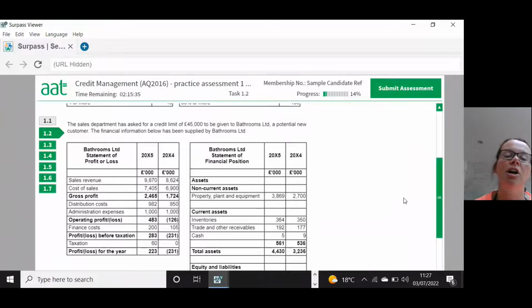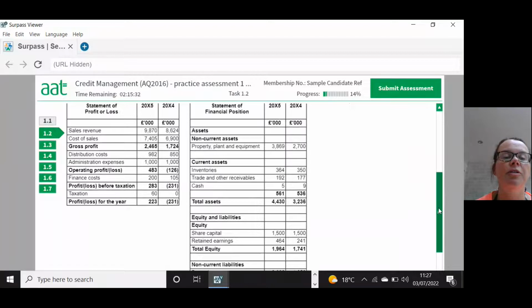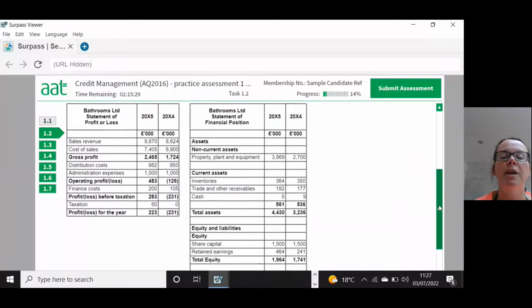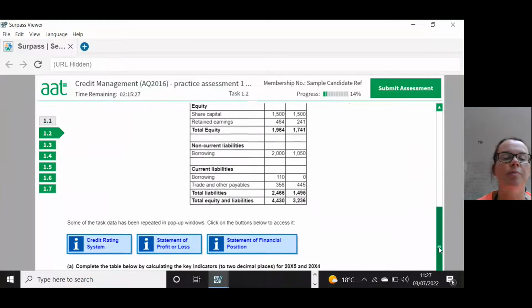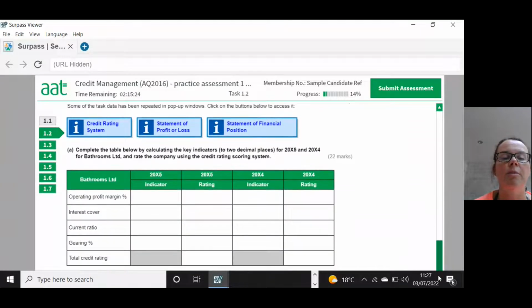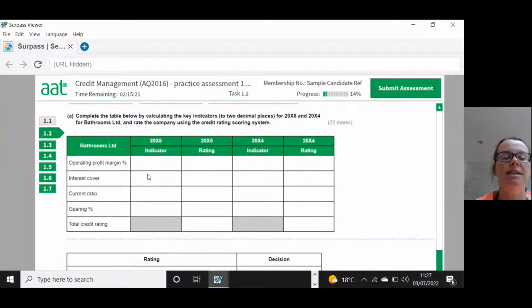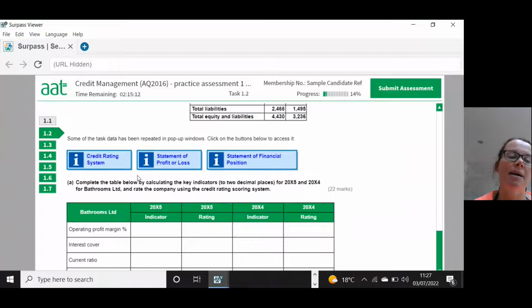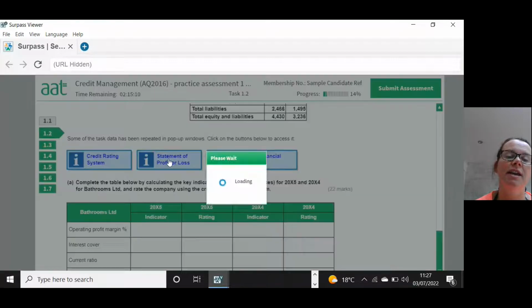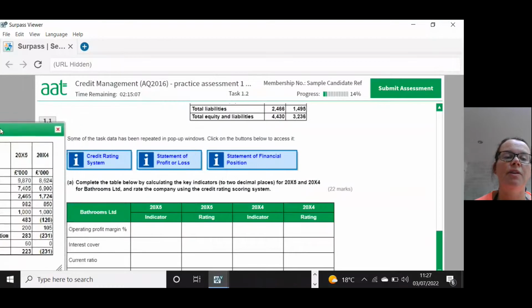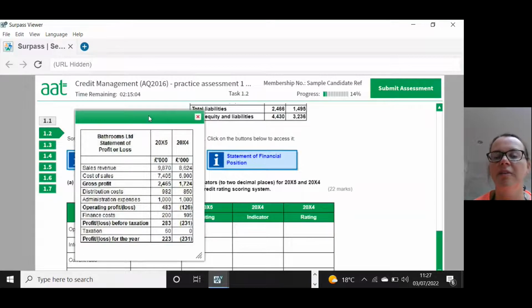The financial information below has been supplied by Bathrooms. So we've got our profit and loss account and the statement of financial position. We've then been asked to calculate the various indicators and then convert them into a rating. In the exam, by clicking on each of these, you will be able to move it out to the side so that it's not conflicting with your screen. It's just because I'm on a laptop here, I can't really demonstrate that very easily. But nonetheless, let me try.